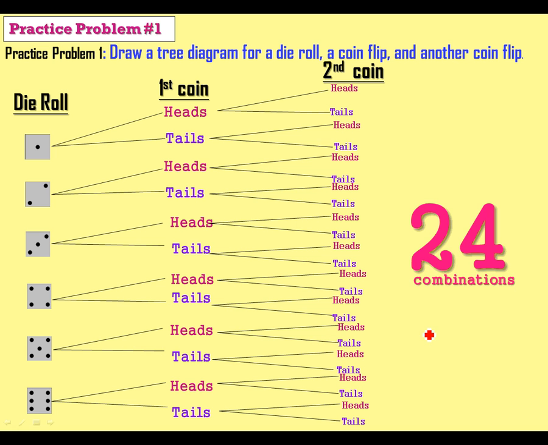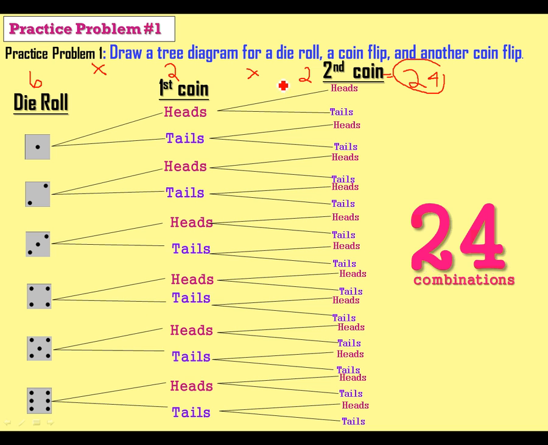So every coin, if you look at every die roll, coin flip combination, you have 24 possible combinations. And you can verify that with just the basic counting principle. 6 times 2 is 12, and 12 times 2 is 24. And that's verifiable. 24 combinations.